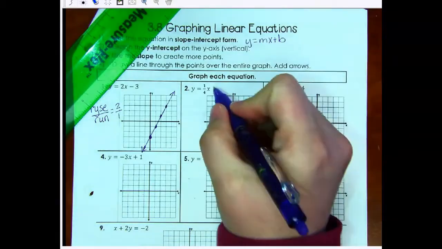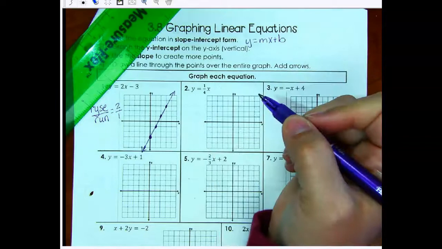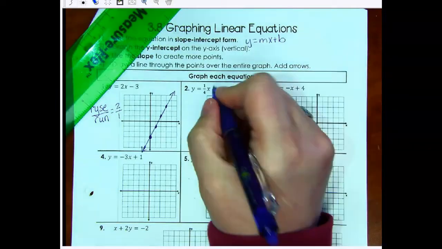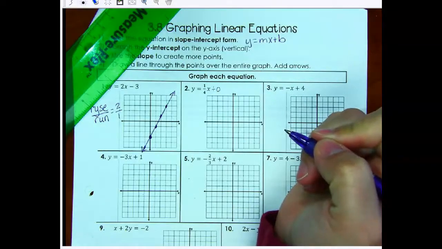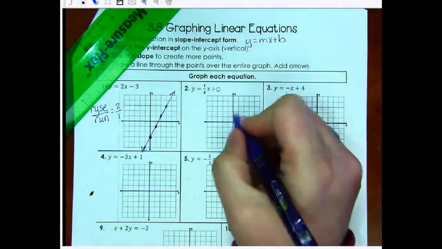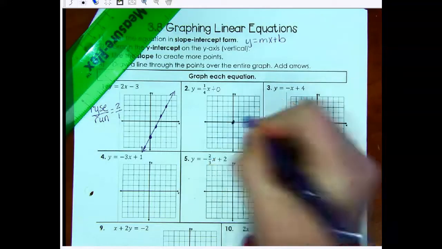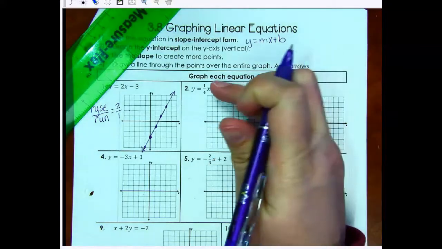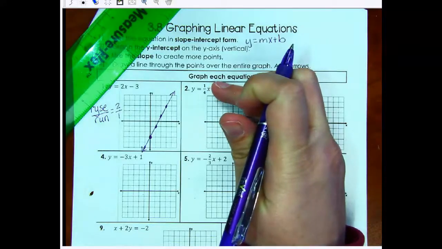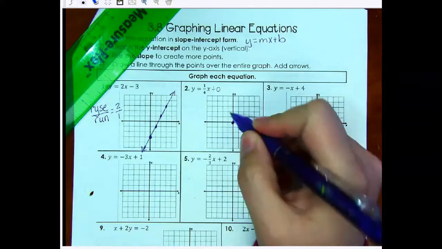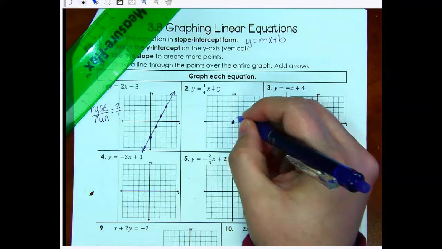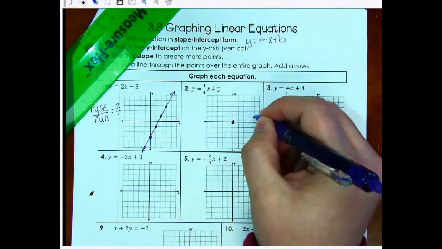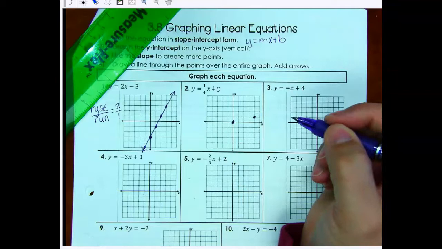So this one does not have a plus b. If it doesn't have a plus b, then that means it's the same thing as having plus 0. We did talk about that in the last video. So that means that that's going to be on the origin. So if you have something like this with no plus or minus, then you're going to start on the origin. And then this one already has a fraction, so we're going to rise 1 and run 4, like that.